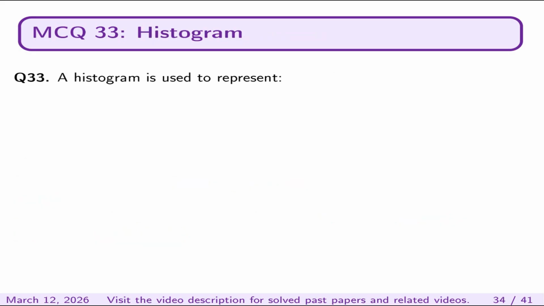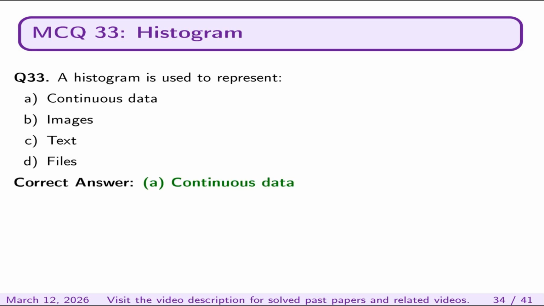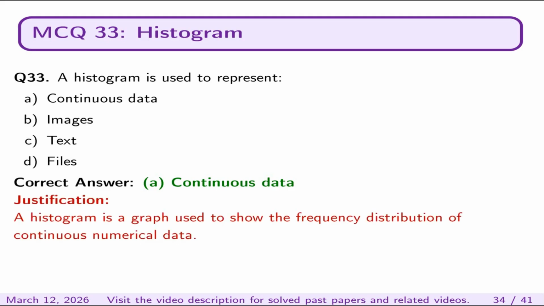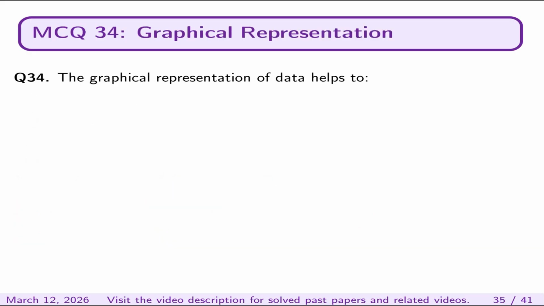Question number 33. A histogram is used to represent continuous data, images, text, files. Correct answer is continuous data, because a histogram is a graph used to show the frequency distribution of continuous numerical data.